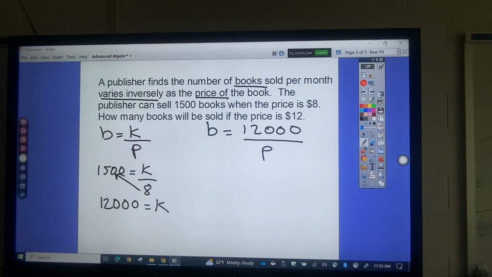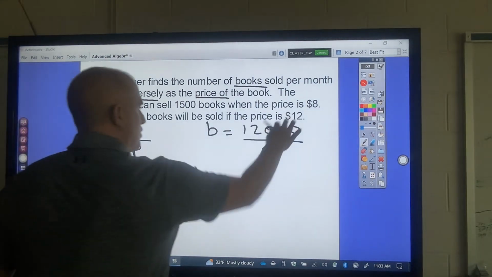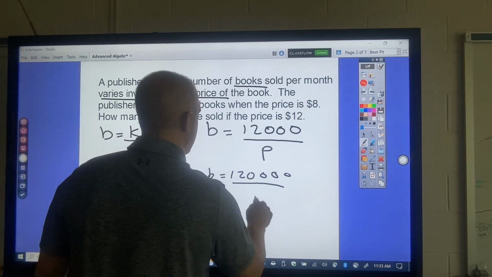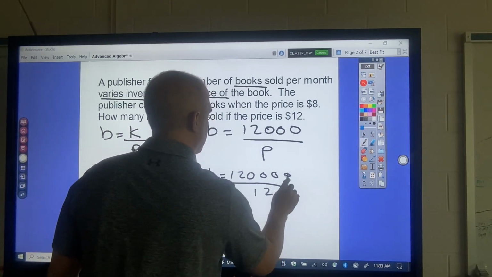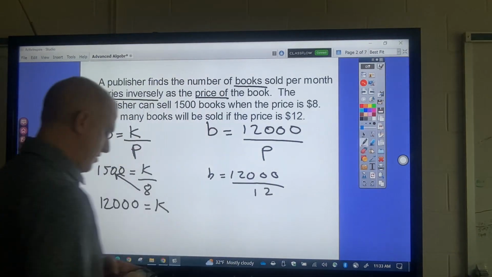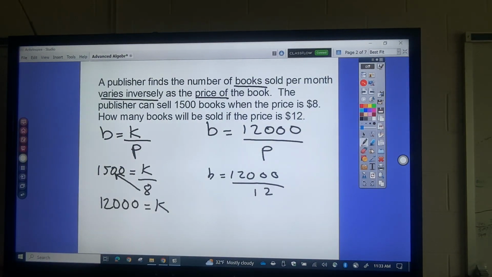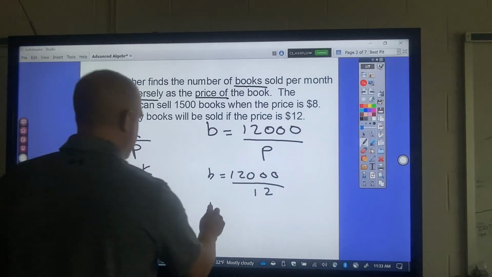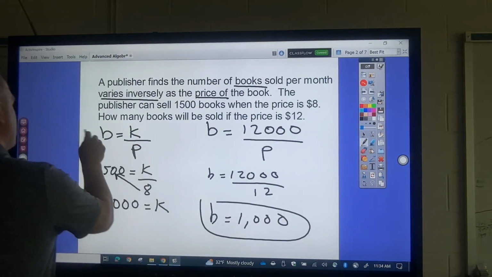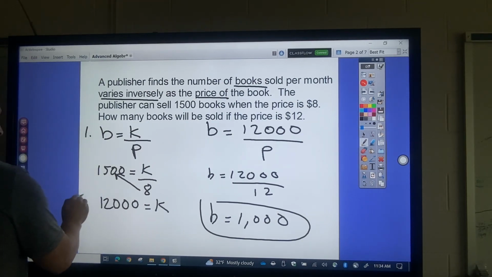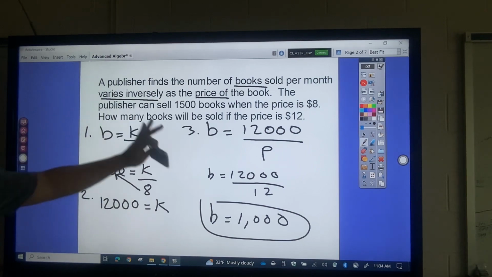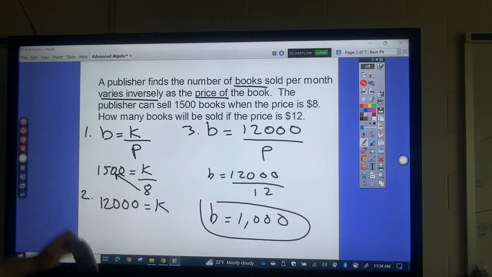Now I'm going to use this to solve. How many books will be sold if the price is 12? Well, the 12 would go in here. So 12,000 divided by 12 means they would be able to sell 1,000 books. So you have to go through step 1, step 2, step 3, and then once you get to that, you can actually solve, but you have to go through those 3 steps first.